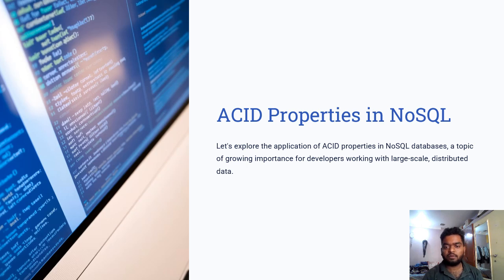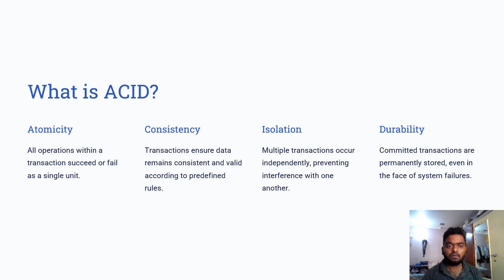Let us explore the application of ACID properties in NoSQL databases, a topic of growing importance for developers working with large-scale distributed data. What is ACID? A stands for atomicity, C stands for consistency, I for isolation, D for durability.